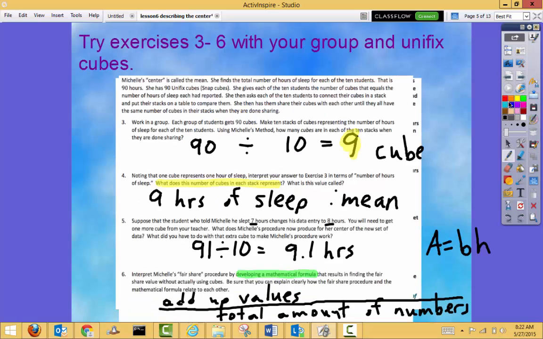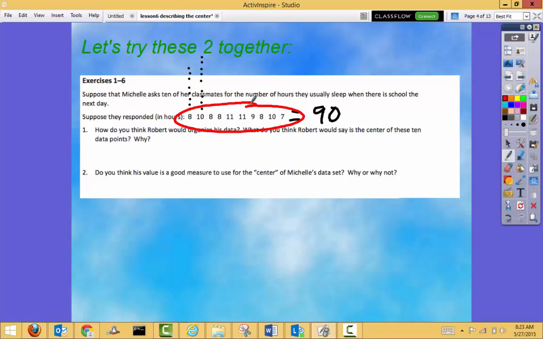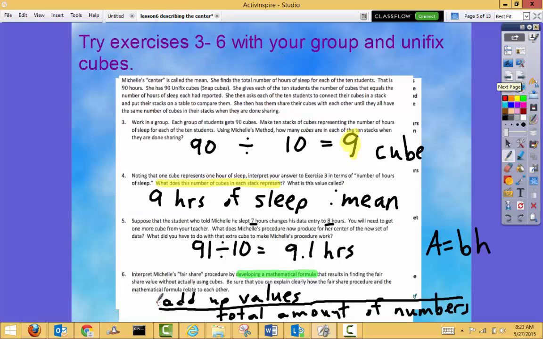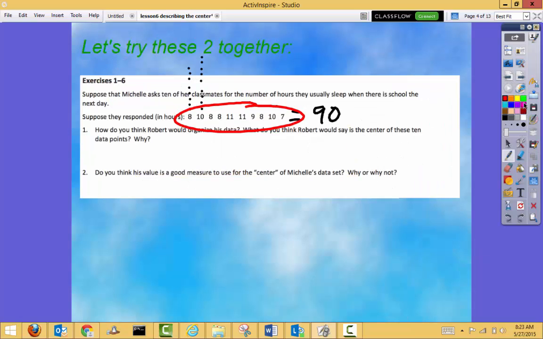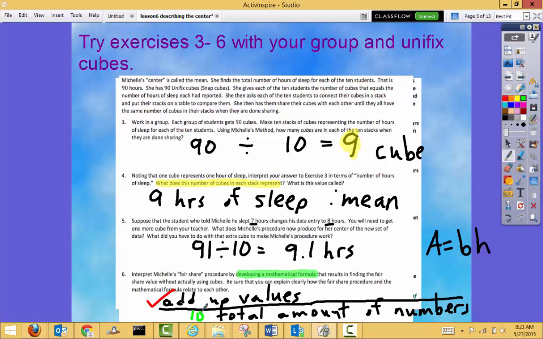So what we did here is we added up all of these values, and then I divide by the total amount of numbers. How many numbers did I add? Well, I added 1, 2, 3, 4, 5, 6, 7, 8, 9, 10. So I'm dividing by that 10.